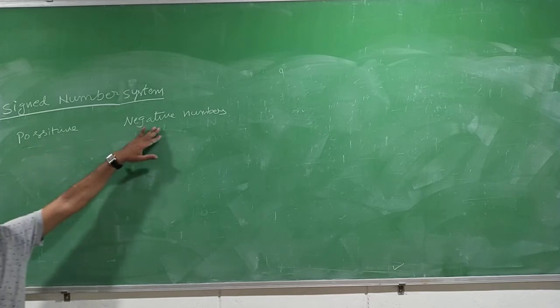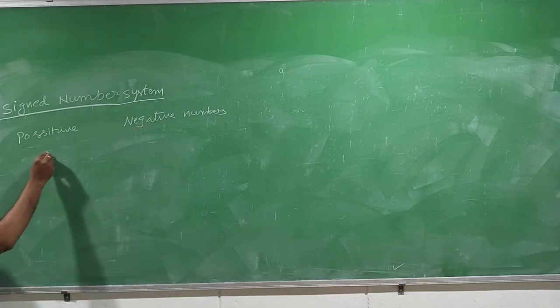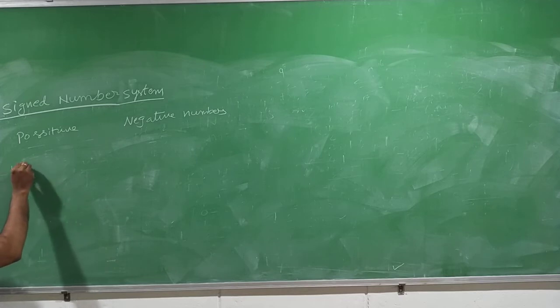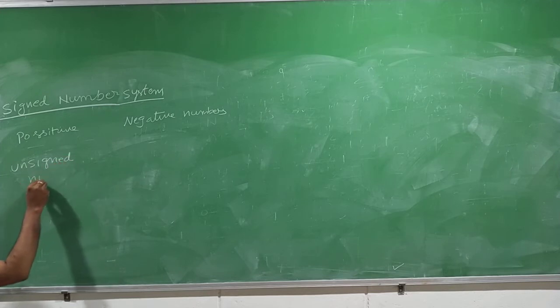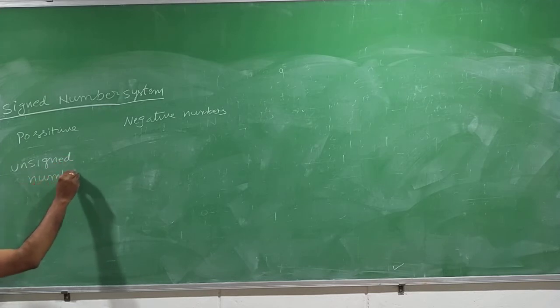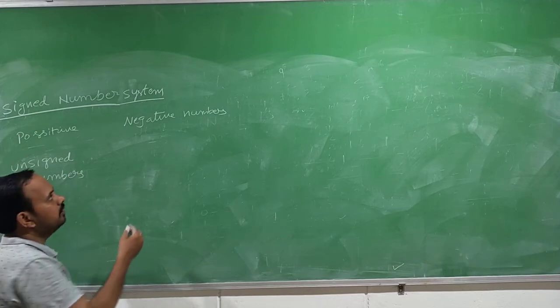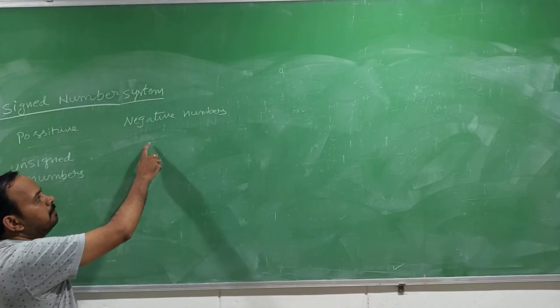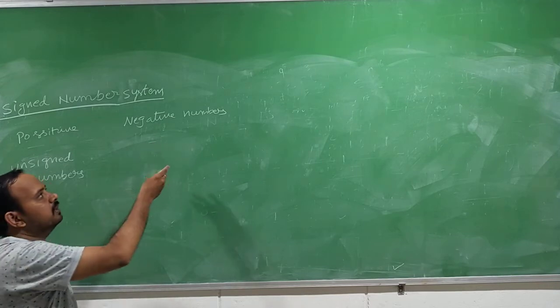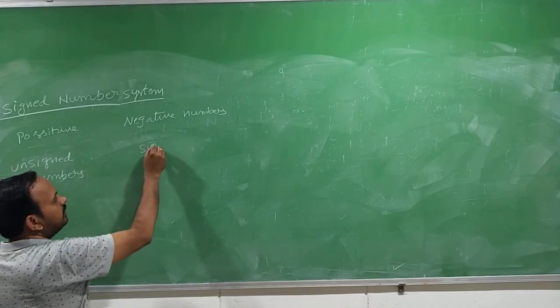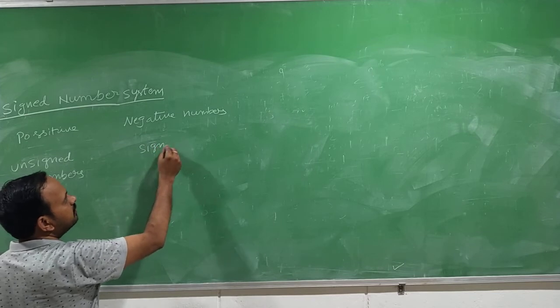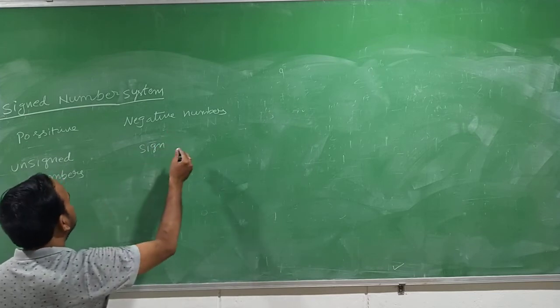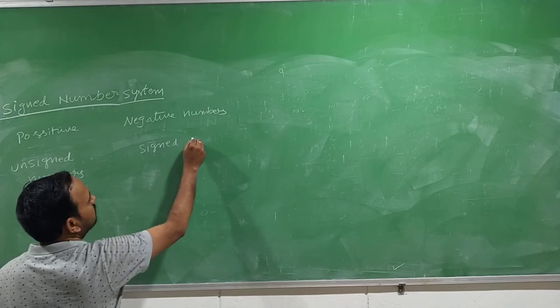Positive number and negative number. Suppose you are not writing anything in front of the number, that is a positive number, right? So that is why another name for this is unsigned numbers. For a negative number, you compulsorily need to write the minus sign in front of the number. So here the sign is compulsory, so that is why another name for negative numbers is signed numbers.